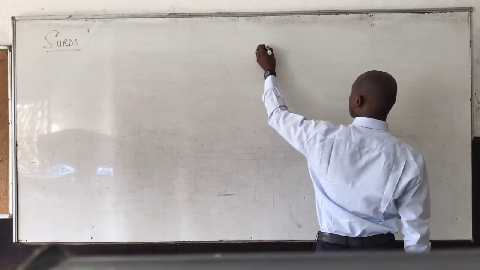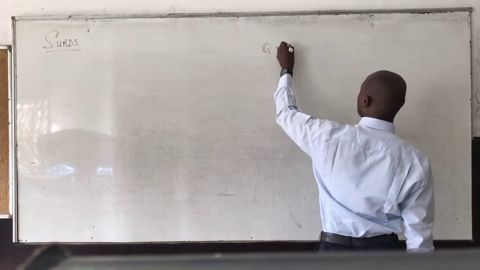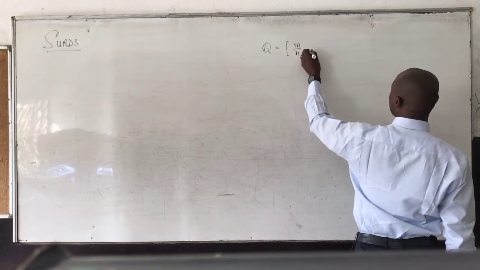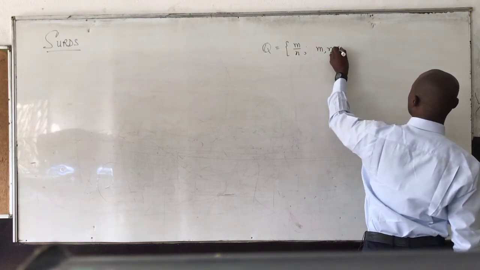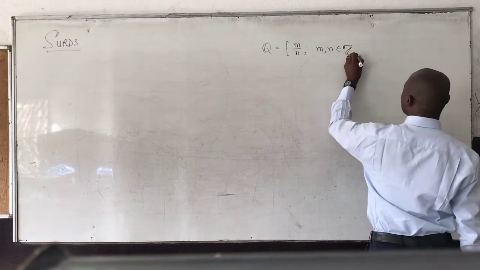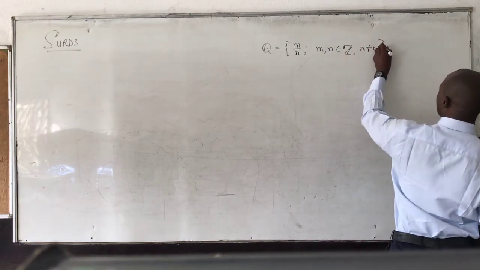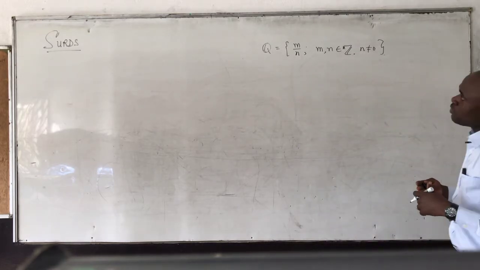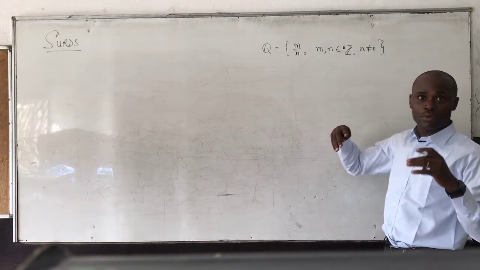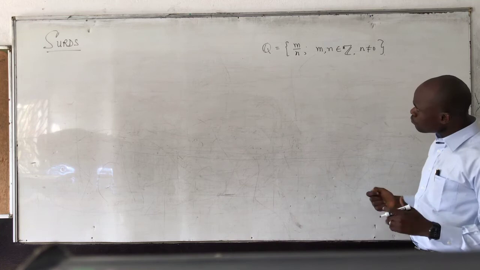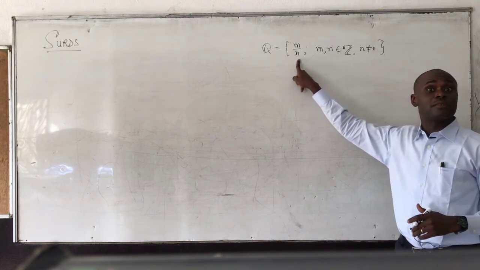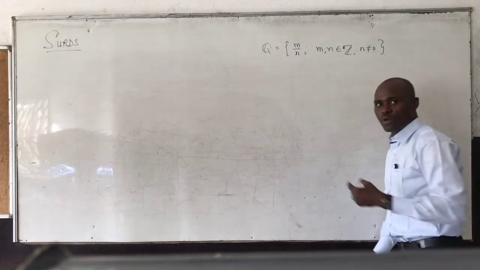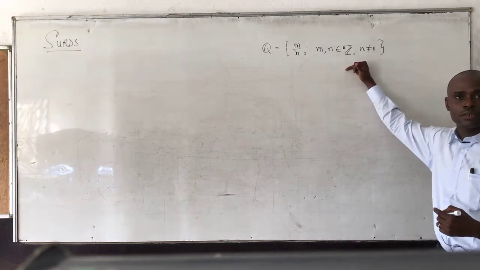I made a definition of the rational number, and I said the rational number is numbers of the form m over n, such that m and n are integers, and n is not permitted to be zero. These are rational numbers, numbers that can be written in form of fractions. Any other number that cannot be written like this is referred to as irrational.